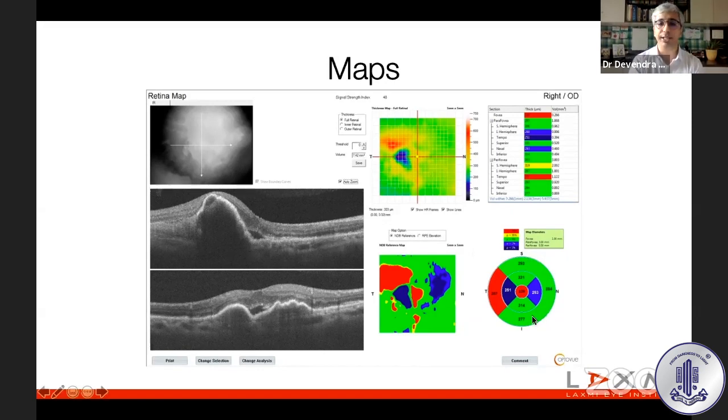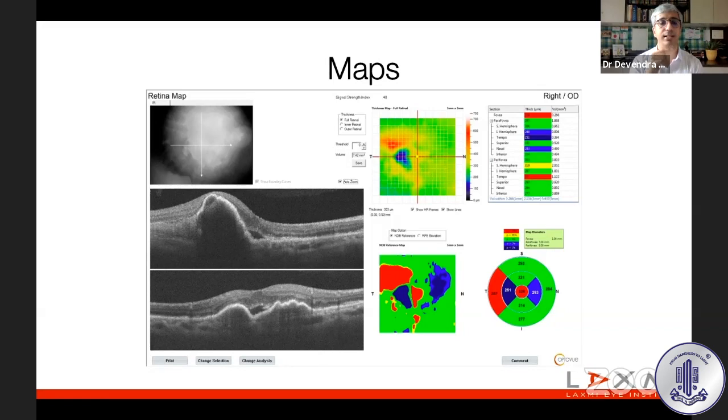The maps provide quantitative information, and here on the bottom right, you can see the 9-sector map, which has the central subfield and inner subfields, 4 inner subfields and 4 outer subfields. And each of those numbers within those subfields are nothing but the average thickness of the retina at that particular location. While I would not advise looking at absolute values, these colors and these values can give some indication over a period of time whether a patient is responding to treatment or not.